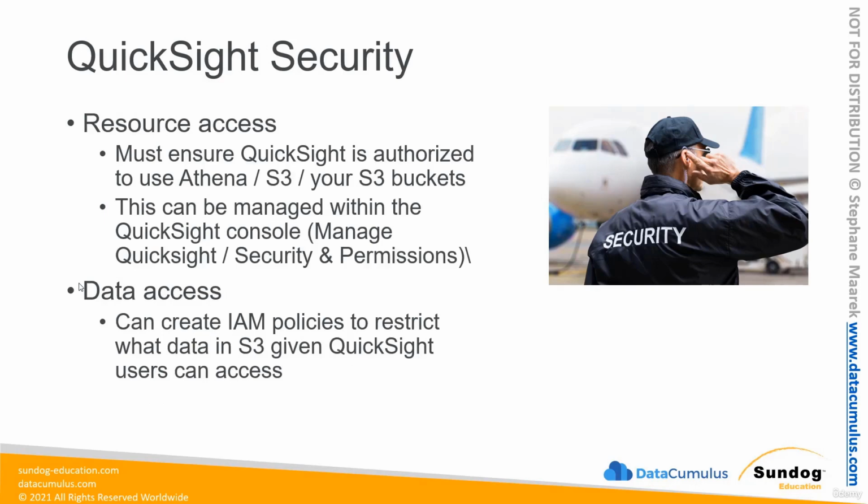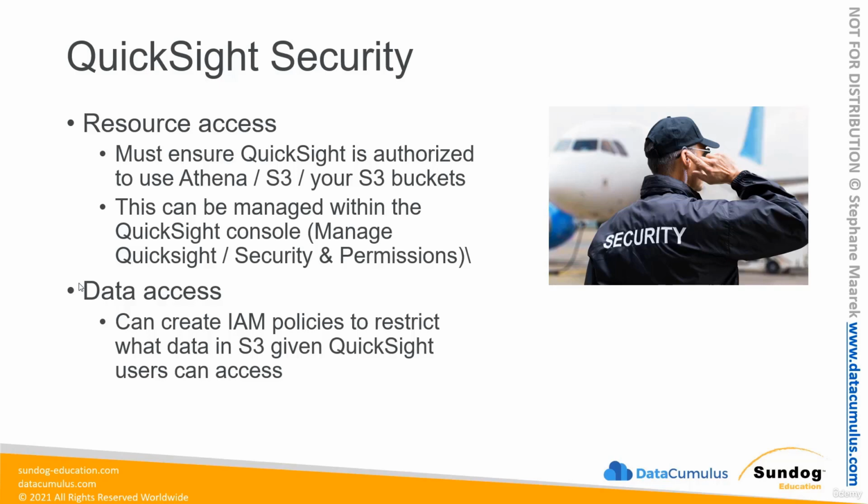A little more on security in QuickSight. So how do you manage resource access? Well, it's pretty simple, really. Right from the QuickSight console, there's a Manage QuickSight menu, and from there you can go to Security and Permissions, and from there you can ensure that QuickSight itself is authorized to use Athena, S3, and specifically your S3 buckets.